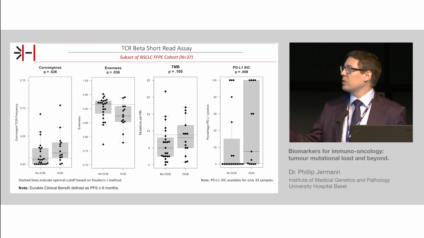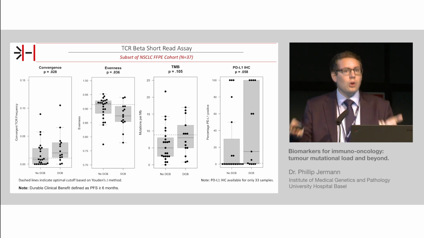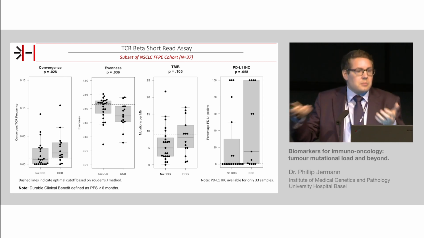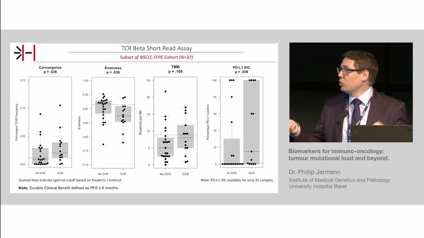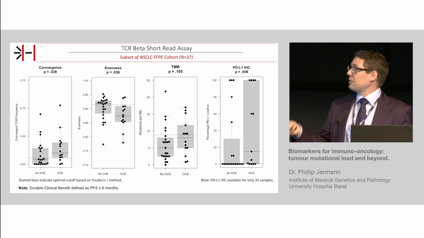The same is true for evenness, where lower evenness is associated with durable clinical benefit. Indicating here that if we have an environment permissive for clonal expansion within a tumor, those patients are also more likely to respond to immunotherapy. Now, if we compare this to TMB and PD-L1 of the same subset here, we can see that in fact this performs very similar, if not better, than both TMB and PD-L1.